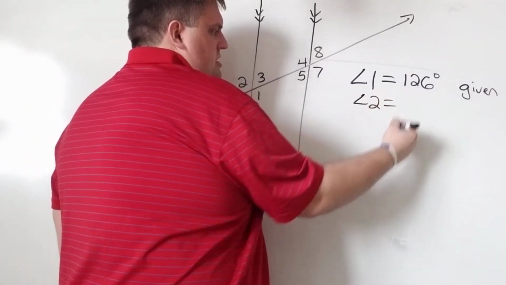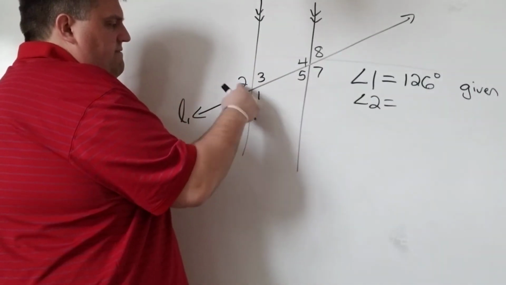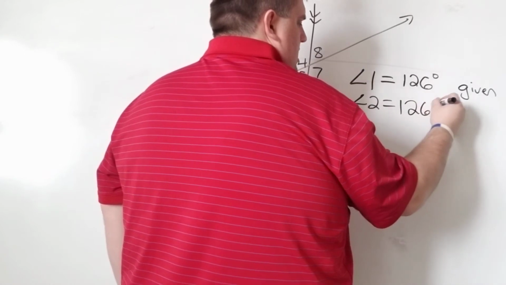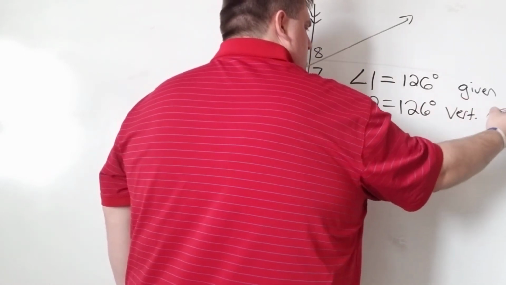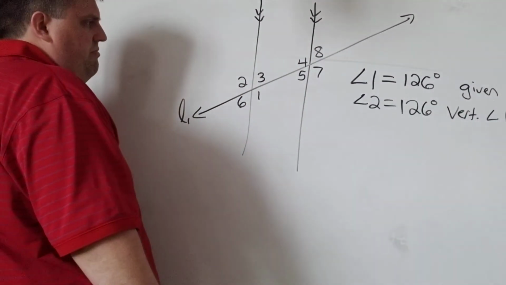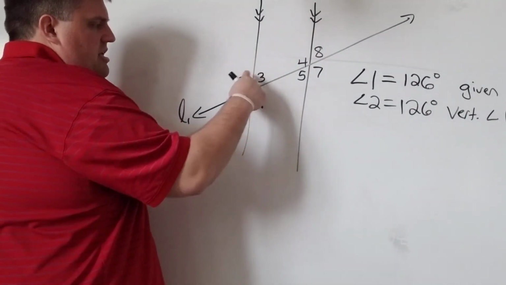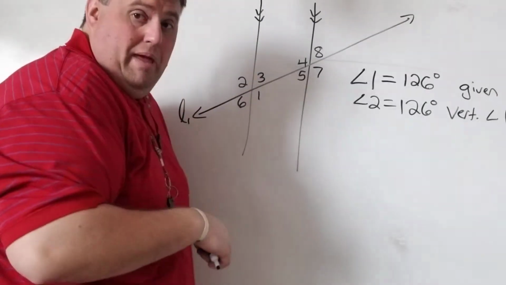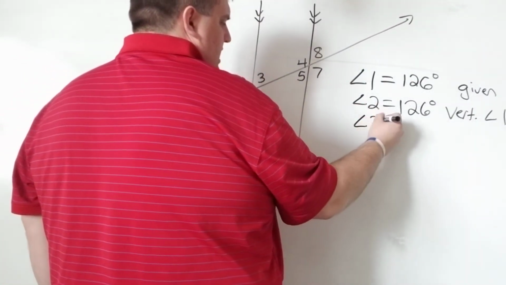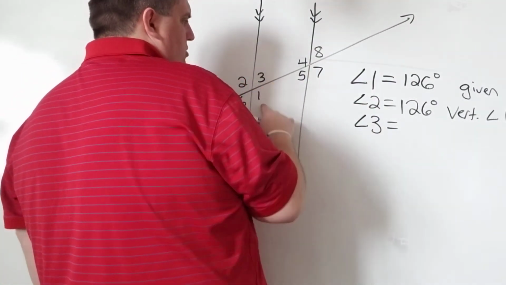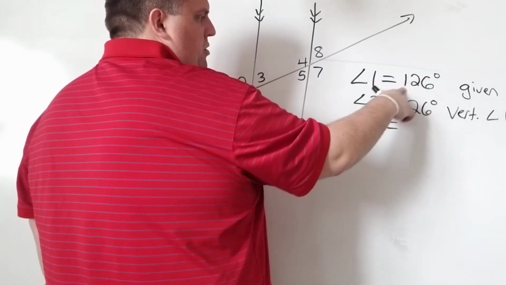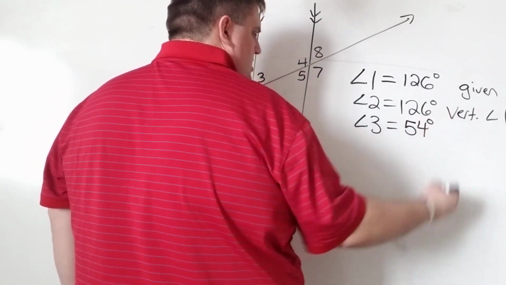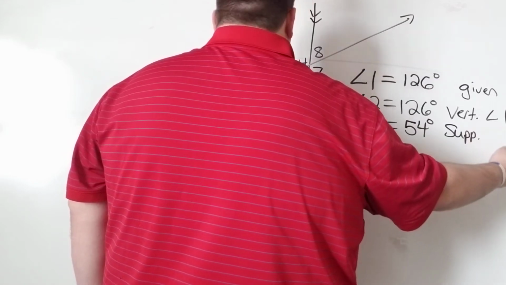So angle 2. Well, angle 1 and angle 2 look like they are vertical to each other. So they're going to be congruent. That's also 126. It's vertical to angle 1. Angle 3, I don't care if you use angle 2 or angle 1, we'll use angle 1. But it looks like those two are next to each other, so they're supplementary. So they have to add up to 180. So let's see, angle 1 is 126. So if I do 180 minus 126, that's going to give me 54 degrees. And we'll just write that it was sup to angle 1.